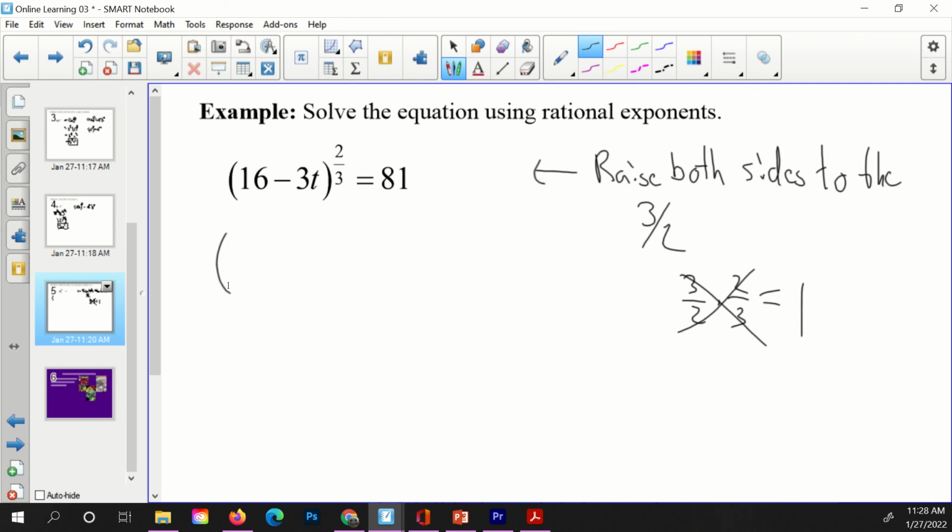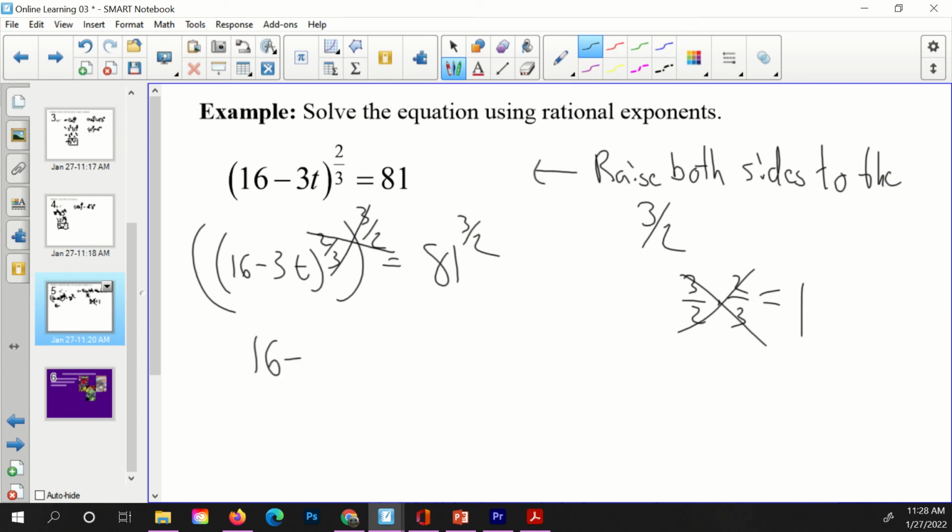So when I go 16 minus 3t to the 2 over 3, and I raise that to the 3 over 2 on both sides, well, these two cancel, and I'm left with just 16 minus 3t. Alright, so I want to do the 81 to the 3 over 2 power. Okay, well we can do that, and I can do it in any order.